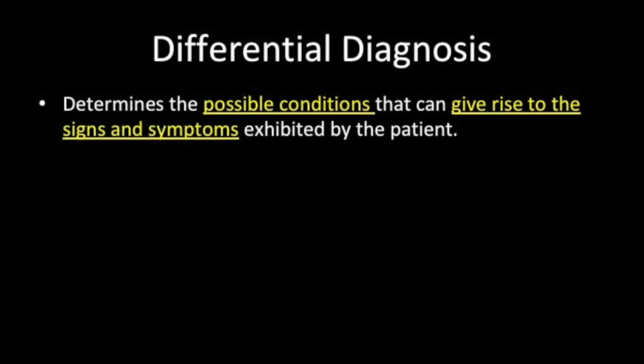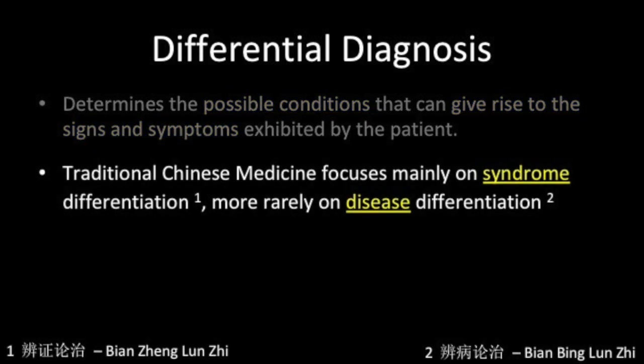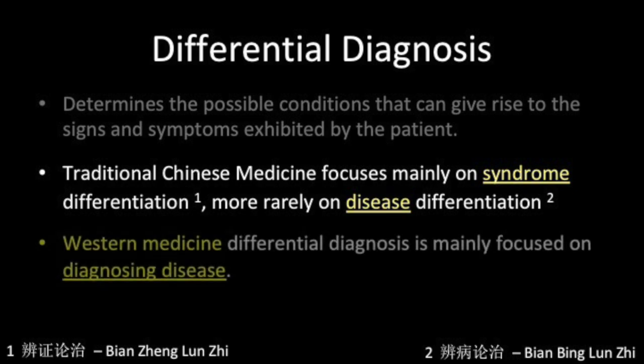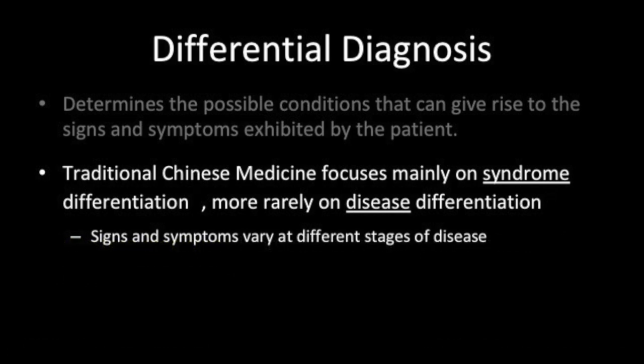A differential diagnosis consists of determining the possible conditions that can give rise to the signs and symptoms exhibited by the patient. In traditional Chinese medicine, differential diagnosis mainly refers to syndrome differentiation, whereas in Western medicine, differential diagnosis is mainly focused on diagnosing disease. Diseases may have different manifestations at different stages. These manifestations can also vary according to the person's natural physique and the state of their immune system.